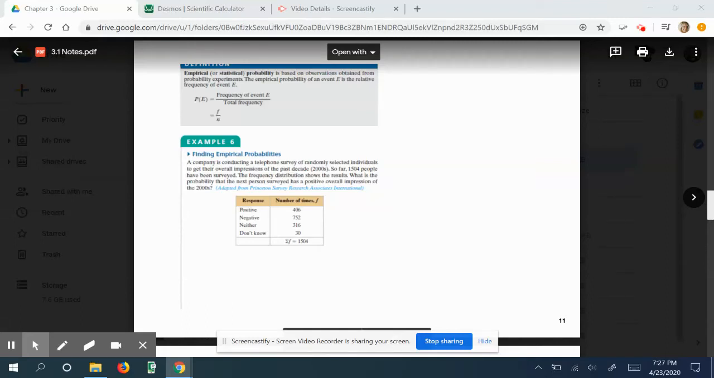Now, today we're going to be talking about something called empirical or statistical probability, which is based upon observations versus classical, where we're expecting everything to have an equal amount. Now, example 6, we're going to start with an example.